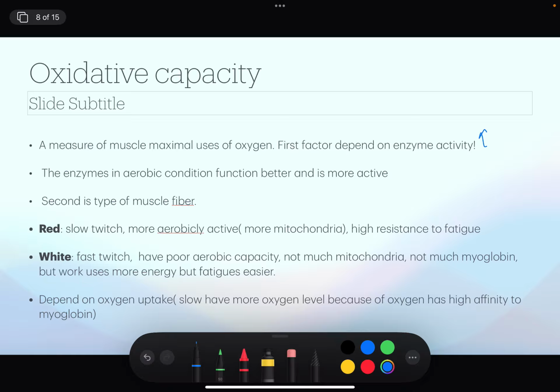And why is myoglobin such an important part here? Because oxygen has a very high affinity to myoglobin. So this is basically why myoglobin is so important.